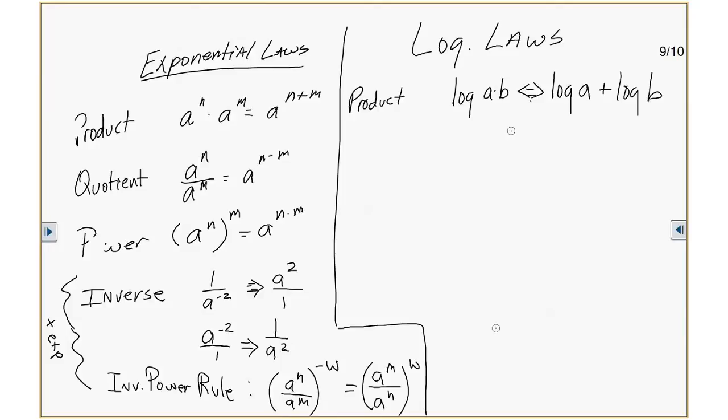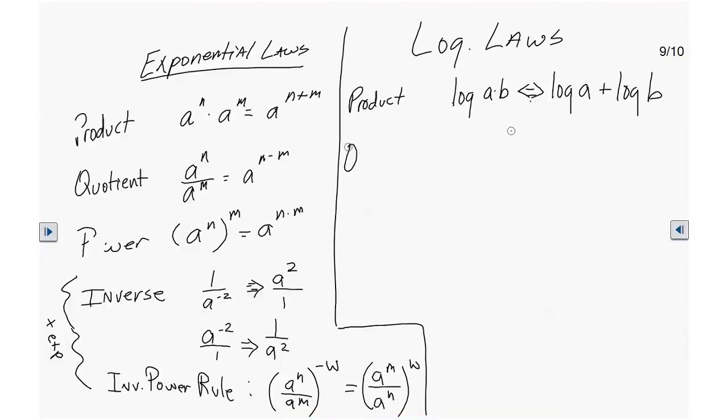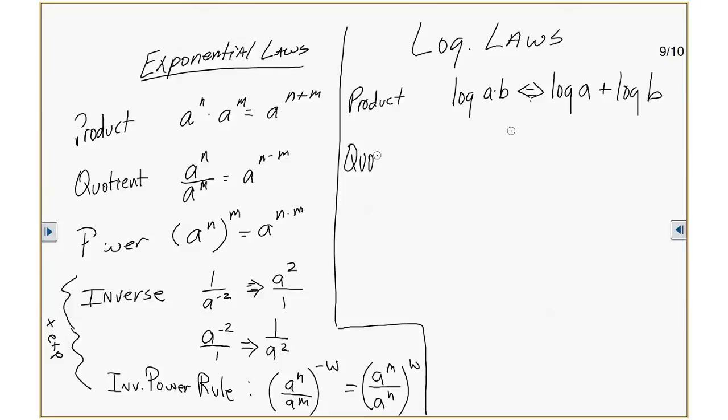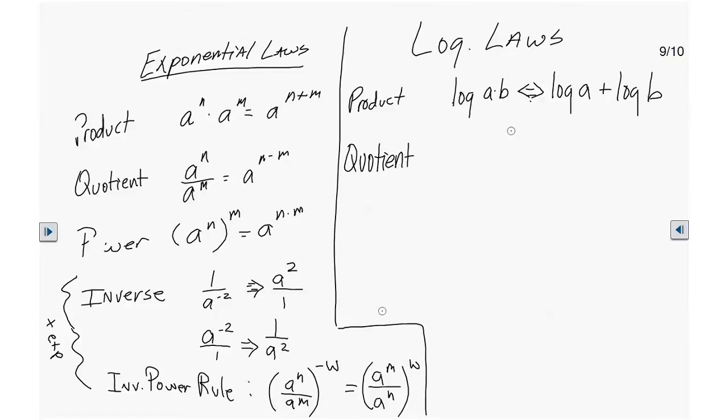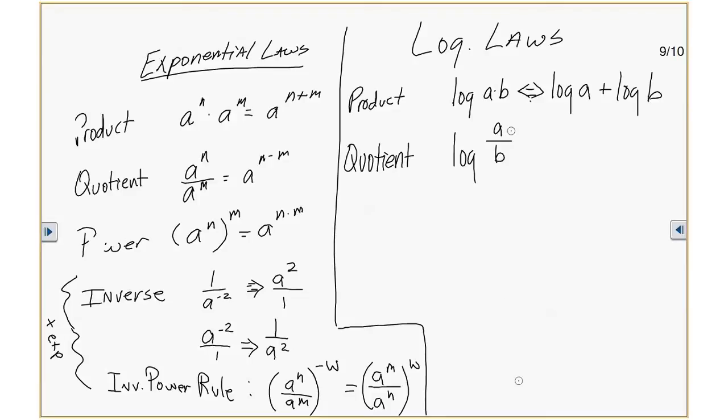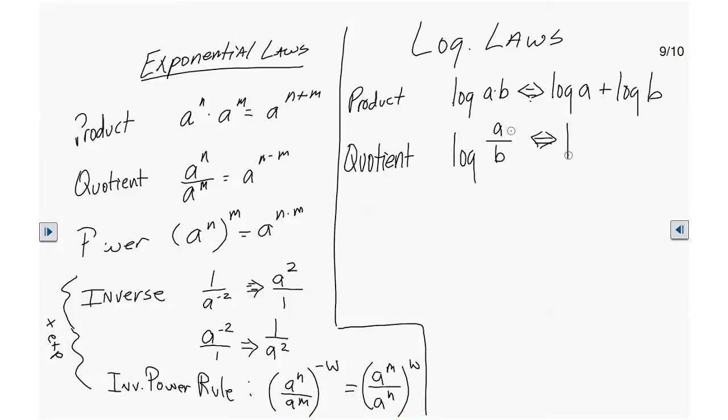Same thing as the quotient rule. The quotient rule says if you have a division term with a single logarithm, you can write it as two separate logarithms. And if you have two separate logarithms that you're subtracting, you can write it as a division, as a quotient.